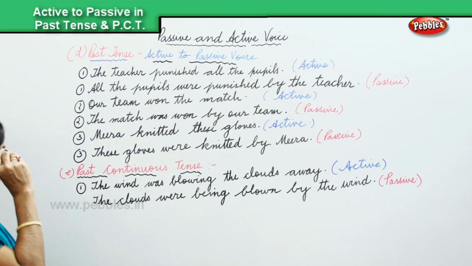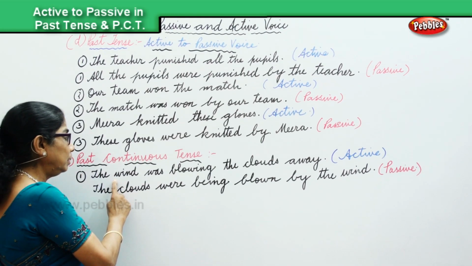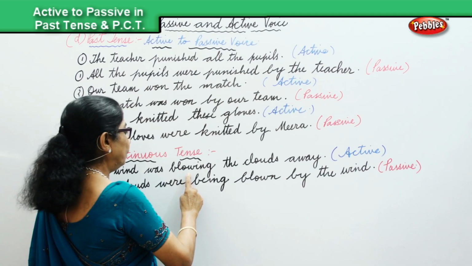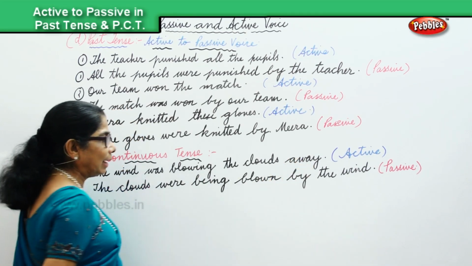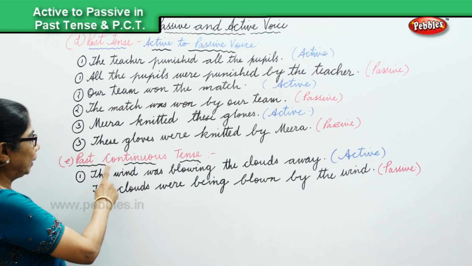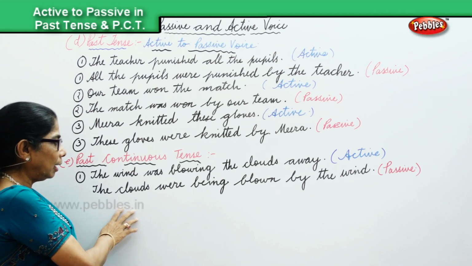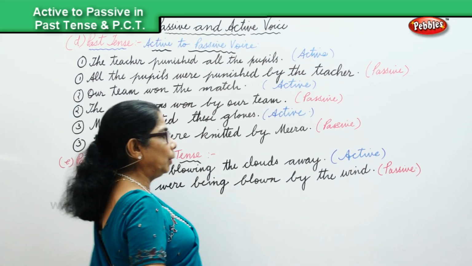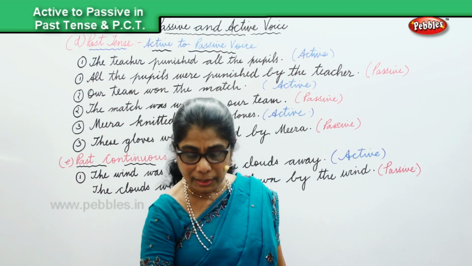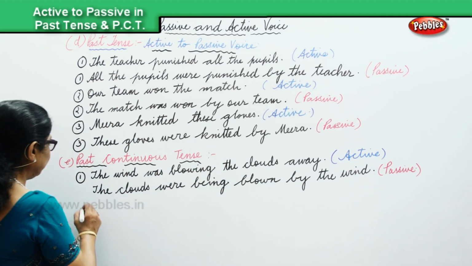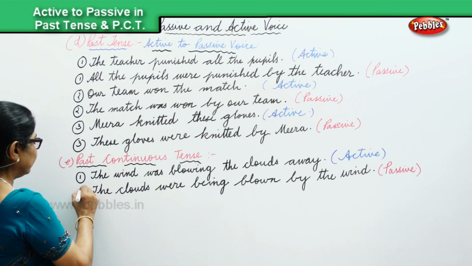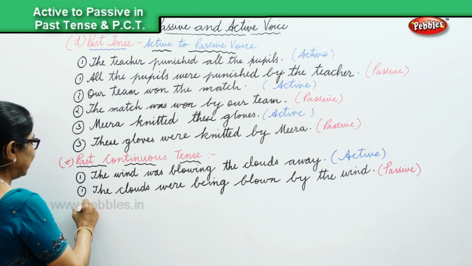So in the past continuous we have, the wind was blowing the clouds away. That's active, changing into past continuous, the clouds were being blown by the wind. Another sentence we will do. Second sentence.